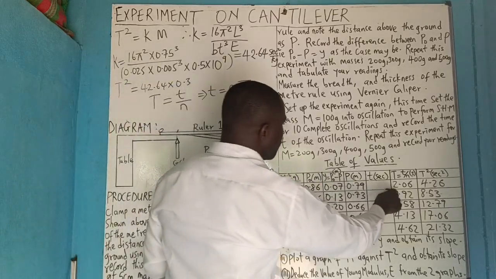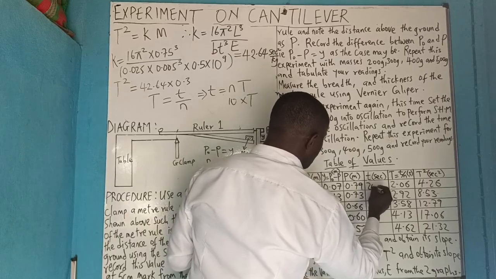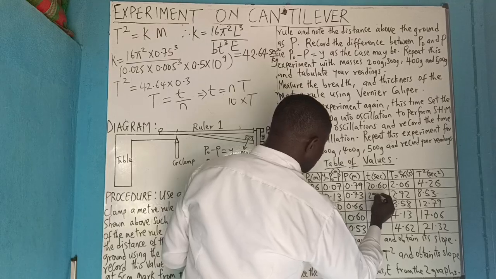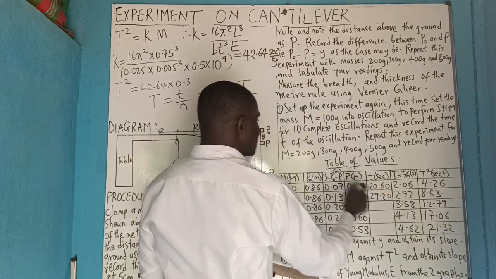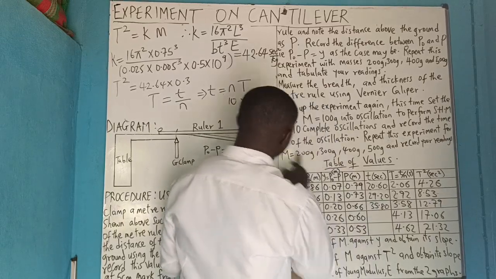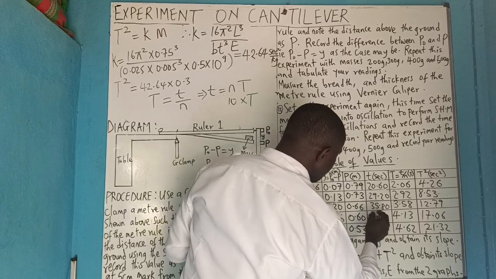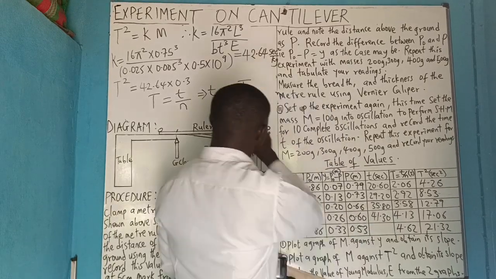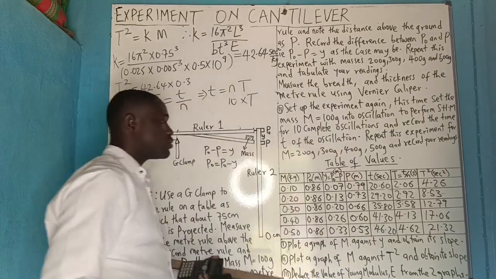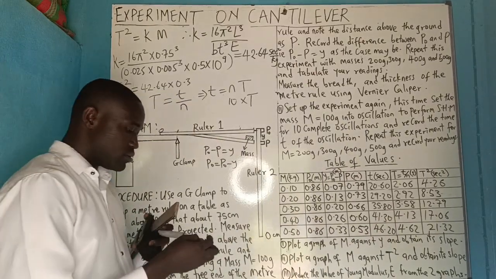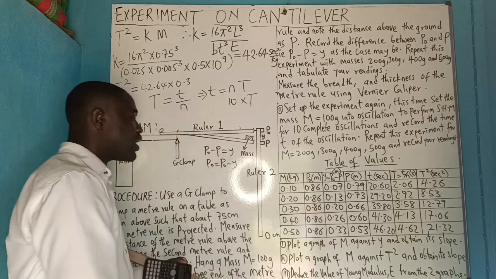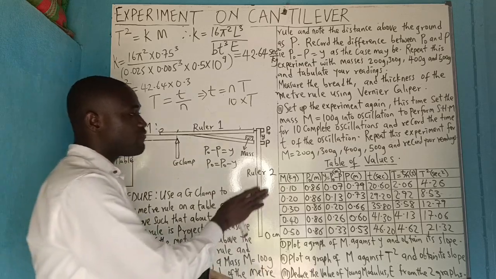So 10 times 2.06 will be giving you 20.60. 10 times this will be giving you 29.20. 10 times this will be giving you 35.80. 10 times this will be giving you 41.30. 10 times this will be giving you 46.20. Wow. We have successfully produced our table. We will go to graph plotting now.